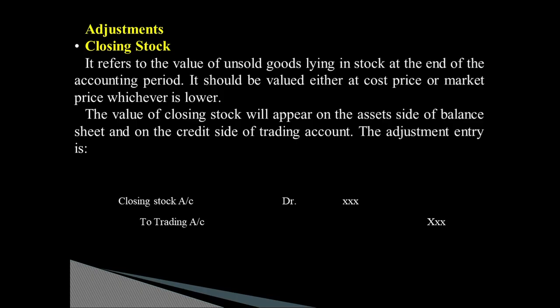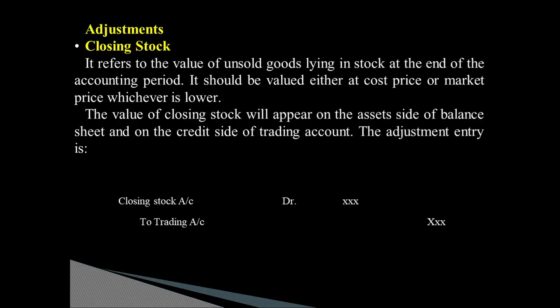So, we have to make an entry for this just like a journal, that is, debit and credit is given for these items. First item, closing stock. Closing stock is an item which is valued at the end of the year. Closing stock means goods which are unsold lying at the end of the accounting period. It should be valued either at cost price or market price, whichever is lower. The value of closing stock is shown on the asset side of the balance sheet.